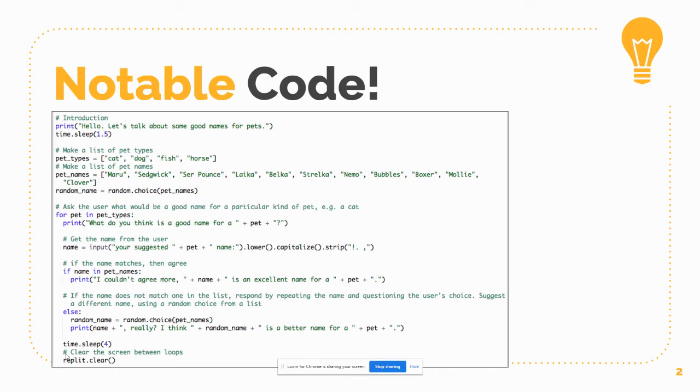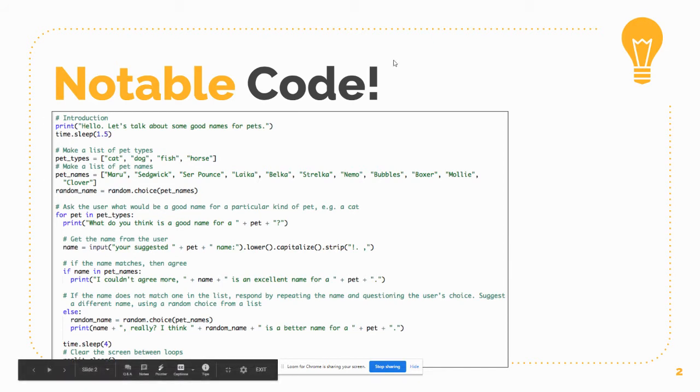One's pet types and one's pet names. And then obviously we are going to generate a random name here using our random module, taking it from the pet names list to get a random name. And then we ask the user what would be a good name for a particular kind of pet. So we're going to say for pet in pet types. And remember, this is just a made up variable. We just invented it in the moment in order to use it throughout our for loop. And we're looping through pet types, so we're actually looping through the cat, dog, fish, and horse list, not the other list.